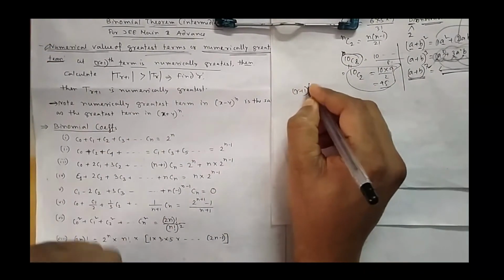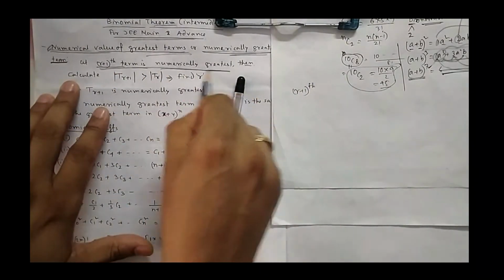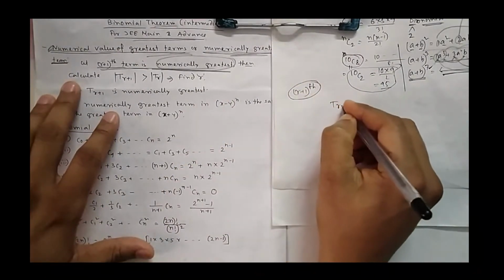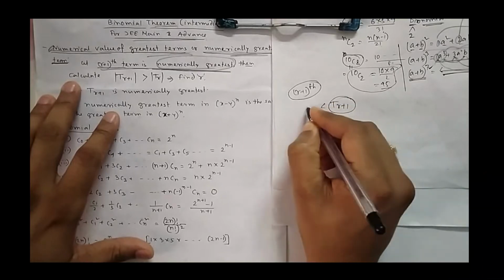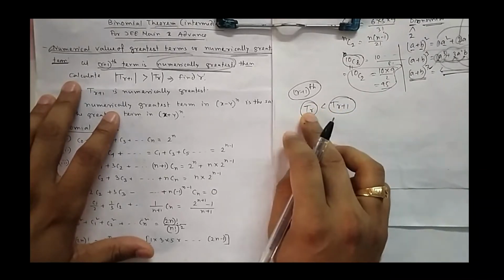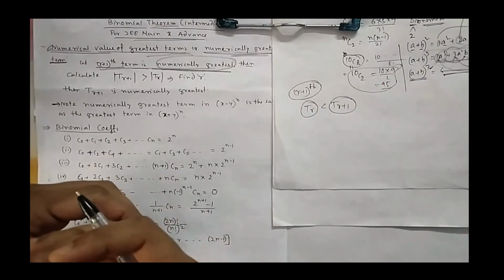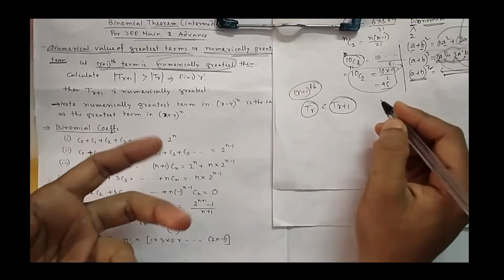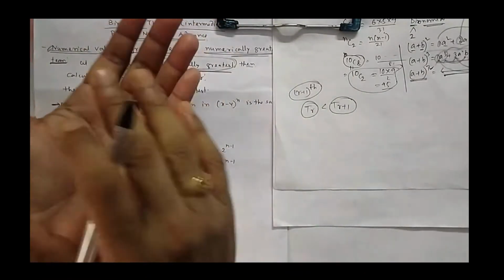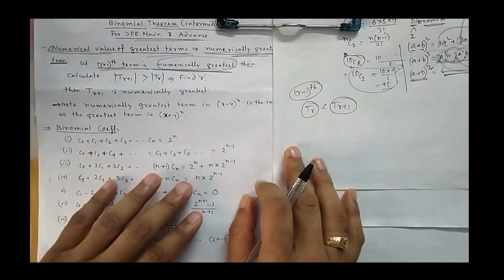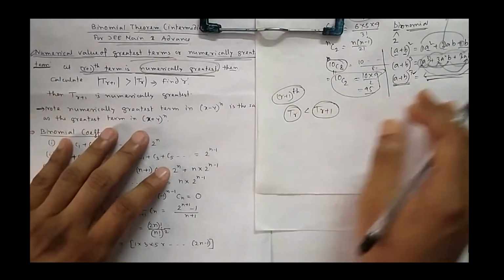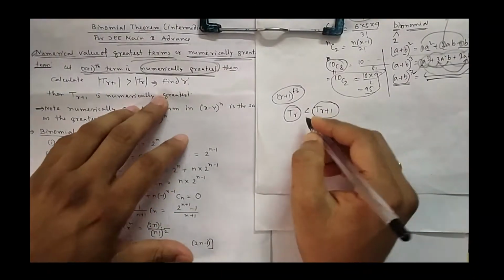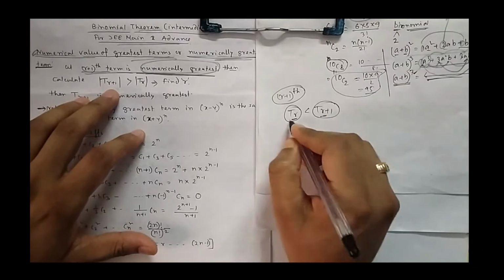Let me assume that the (r+1)th term is the numerically greatest. Because it is numerically greatest, it must be greater than T_r, the term before it. Or you can say it should also be greater than the next term, T_(r+2), because it is the greatest from both sides, either left side or right side, since the terms keep on increasing. So this expression is used always: T_(r+1) is greater than T_r.